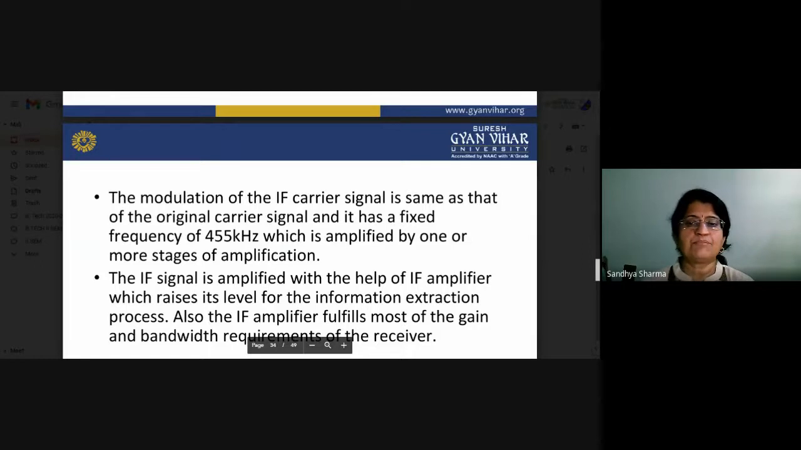And the IF signal is amplified. All of this work happens in the IF amplifier, and the value of the IF is fixed. So there is not much trouble when the frequency changes.